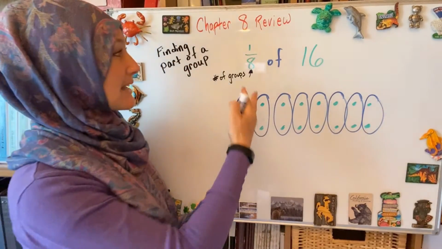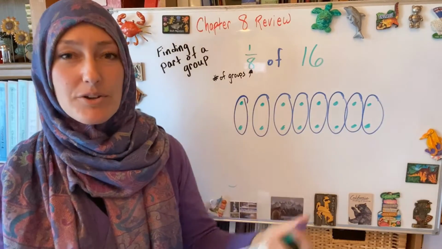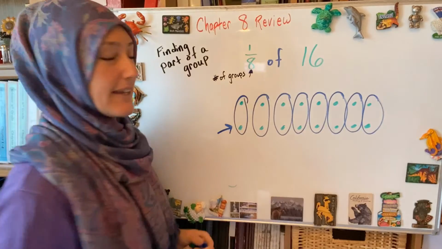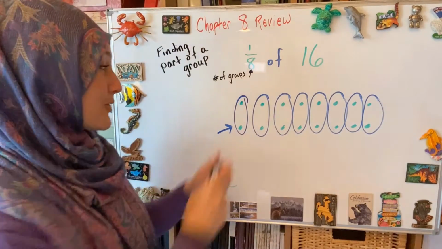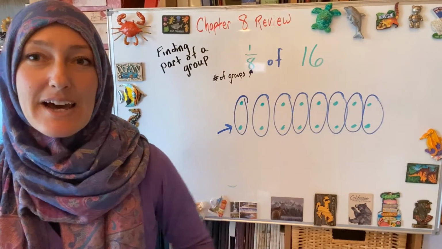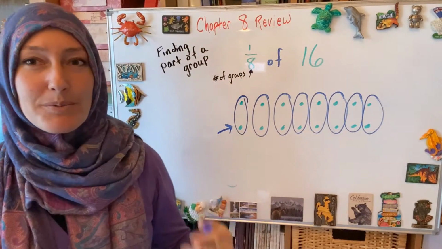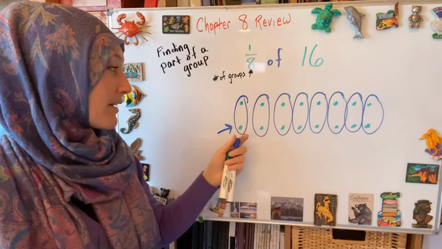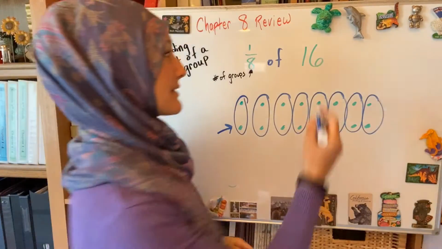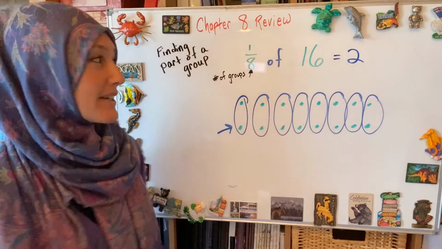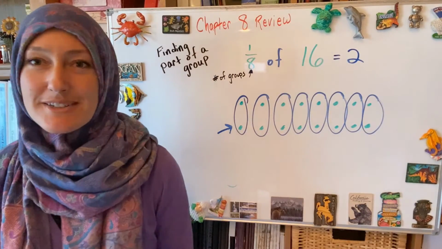What this fraction is telling me is 1 out of those 8 groups. So 1 out of the 8, how many are in there? There's 2. So I would say out of my 16 Lego sets, 1/8 of them would mean that 2 of them are going to be Star Wars. So there's 2.